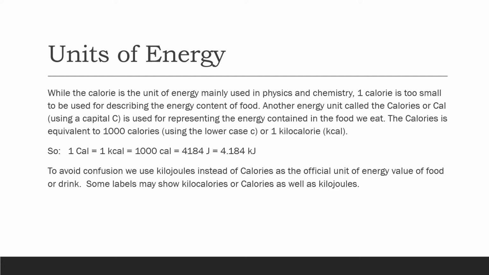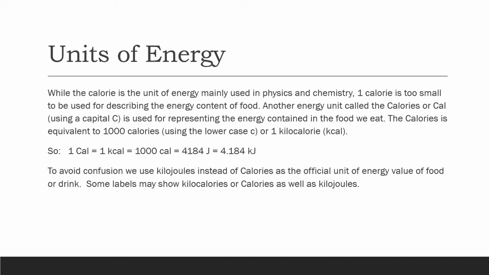Okay, so it's really important that you recognise the capital C and the lowercase c. So 1 Cal with a capital C is equal to 1 kilocalorie, which is equal to 1,000 calories with the little c, or the lowercase c, which is equal to 4,184 joules, which is equal to 4.184 kilojoules.